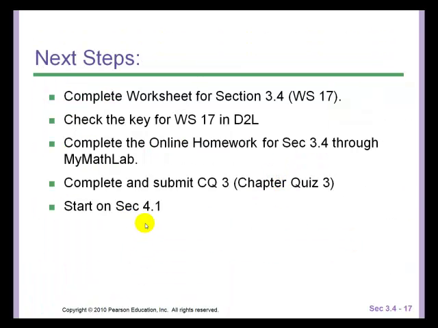That concludes section 3.4. Now you need to complete the worksheet for section 3.4. Once you've completed that, check the key either in D2L or come to class and we will go over it as a class. Then you need to complete the online homework for section 3.4 through My Math Lab. Once you've completed all of the things for chapter 3, you must complete and submit chapter quiz 3. Once you are done with that, you can start on section 4.1.